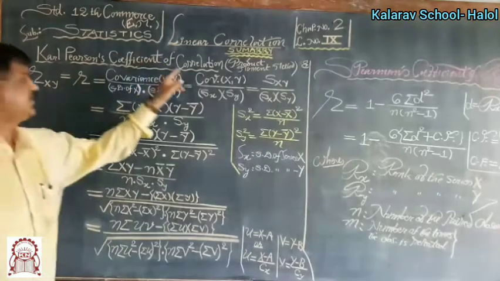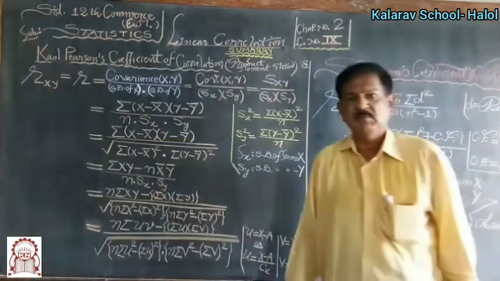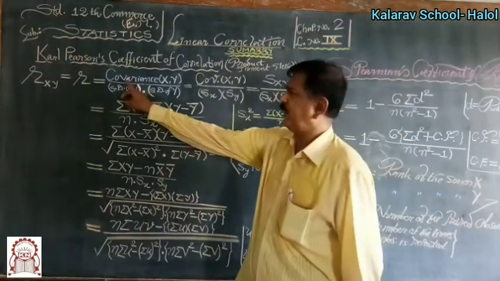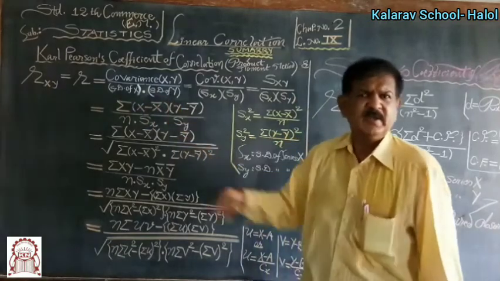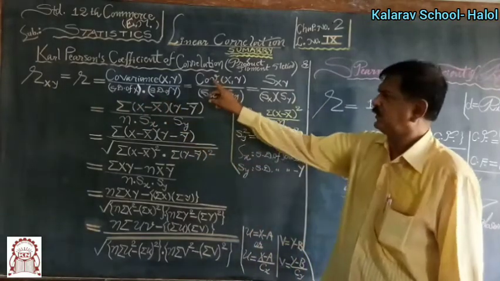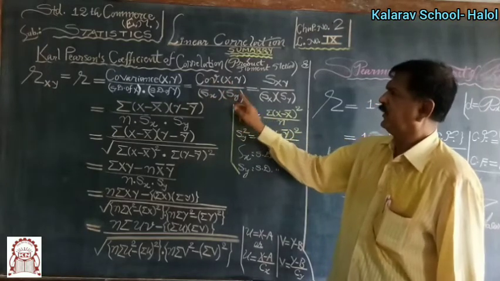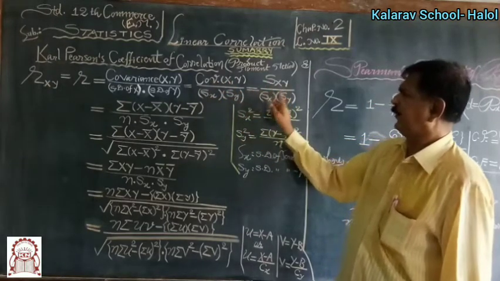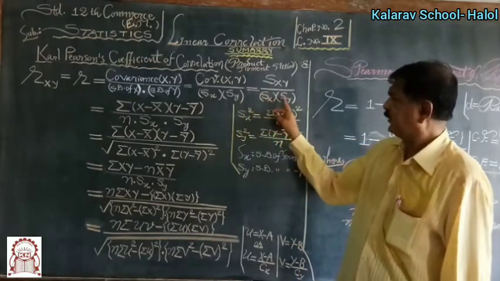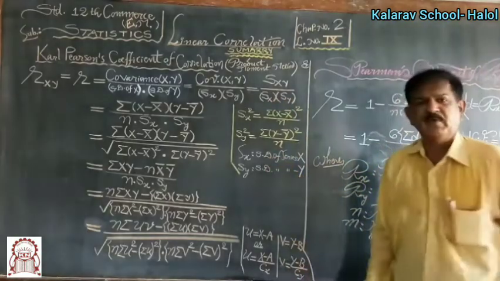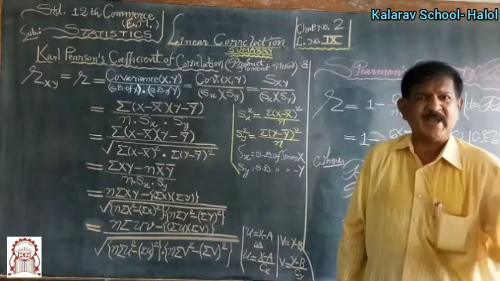Karl Pearson's coefficient of correlation, product moment method. One of the formulas is the very first: covariance between x and y upon standard deviation of x into standard deviation of y. In short form, it is also written as COV, co means covariance, xy upon sx into sy. It is also expressed as sxy upon sx into sy, where sx stands for standard deviation of x and sy standard deviation of y. Here sx square means variance, it is also known as variance.